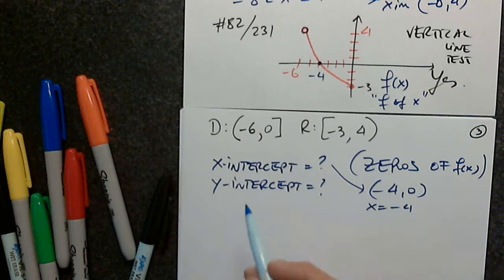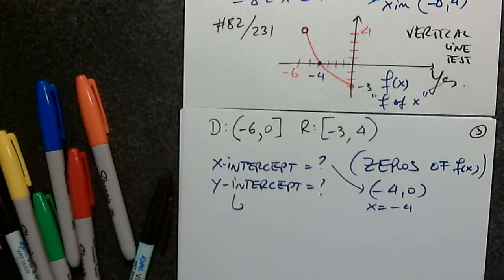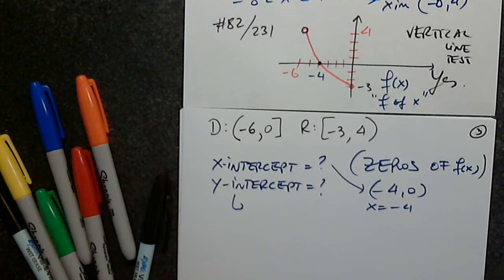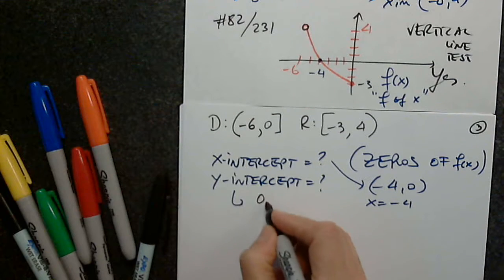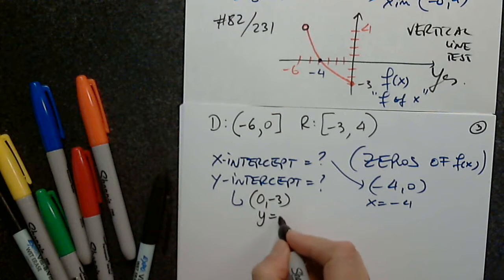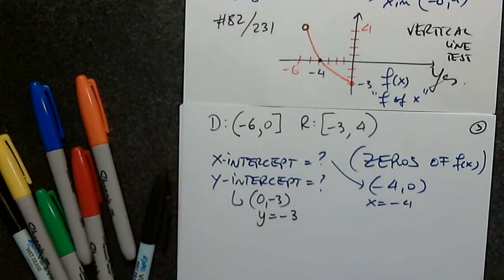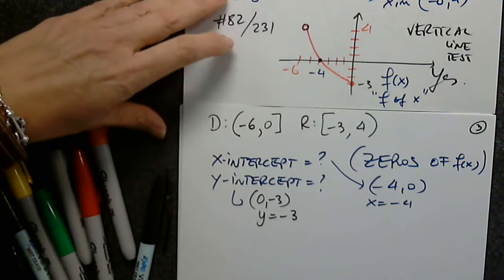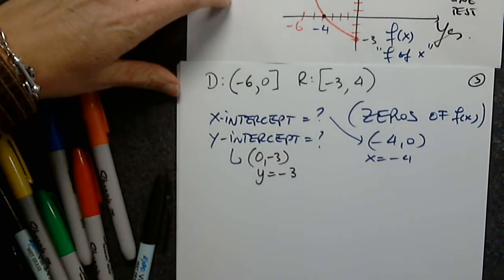Okay. Now, can anyone give us the y-intercept for this function? How do I write it? 0, -3. Yes, 0, -3, or y equals -3. Perfect. I have a next question. Stop me if you have questions. This is clear, right? Any questions? Please stop me if you have questions.